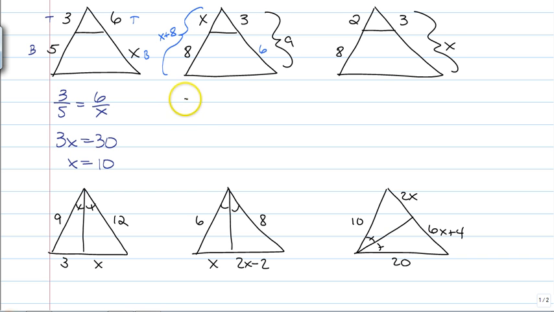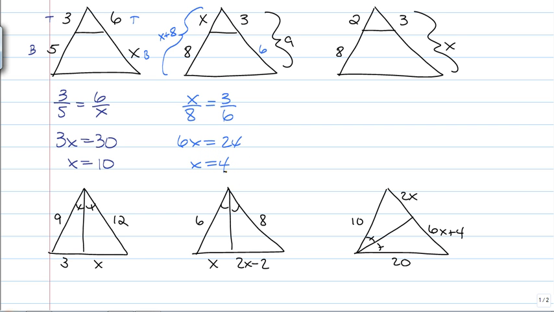So the easiest way to do this problem would just be x over 8 is equal to 3 over 6, which is top over bottom is equal to top over bottom. That eliminates the need of two variables. So that's just going to give you 6x is equal to 24, so x is equal to 4. And that's it. You're done.